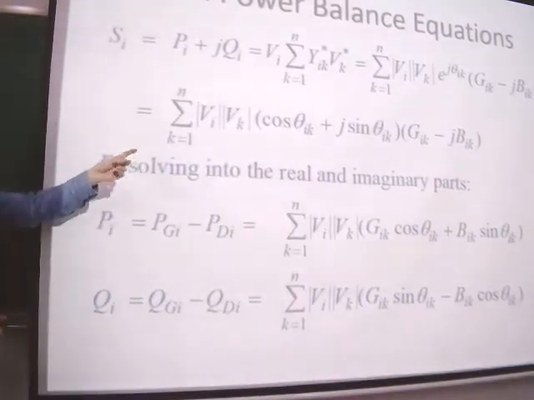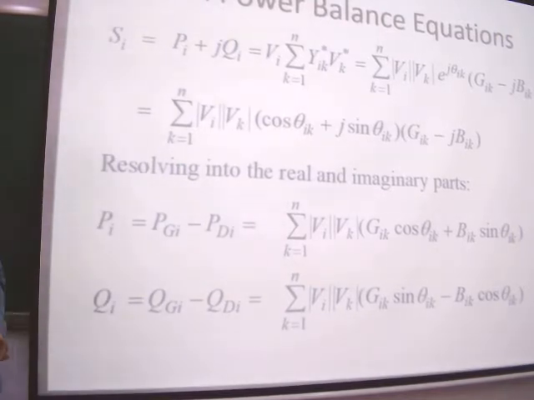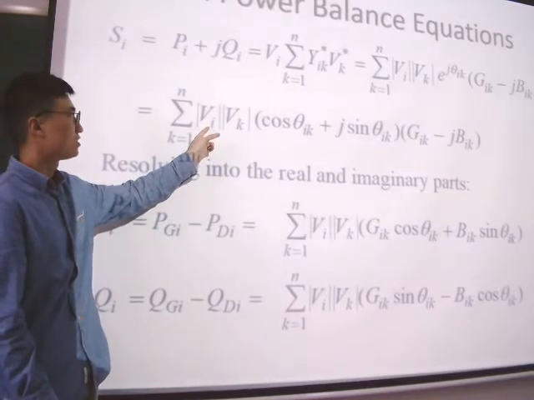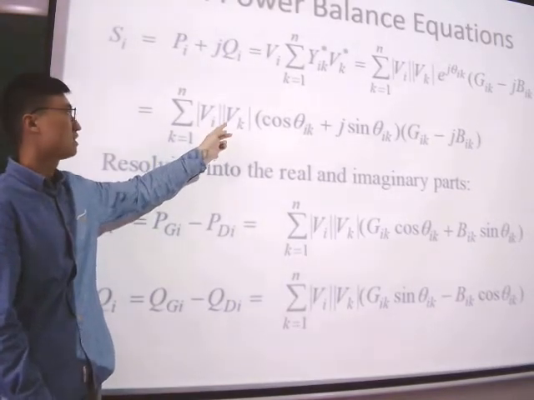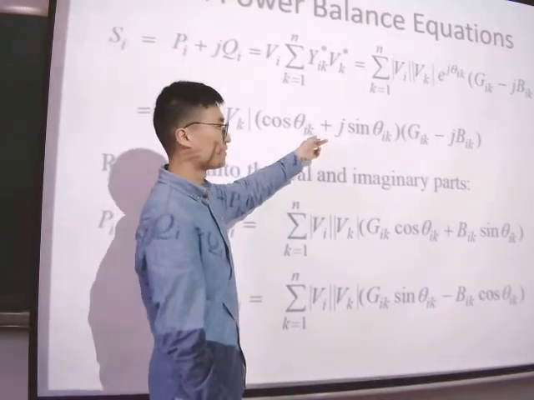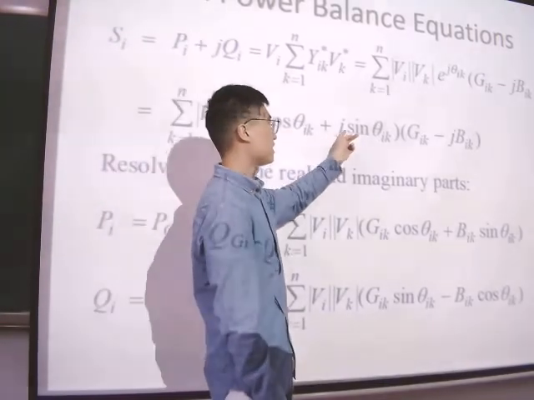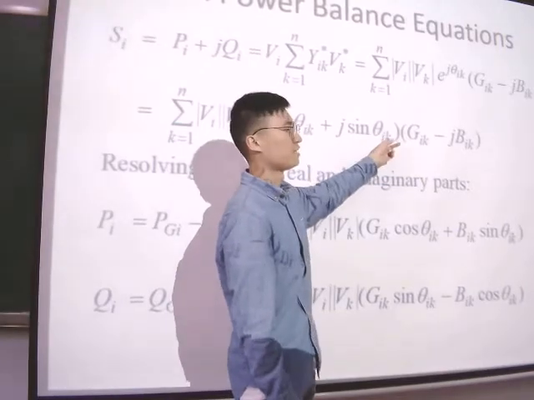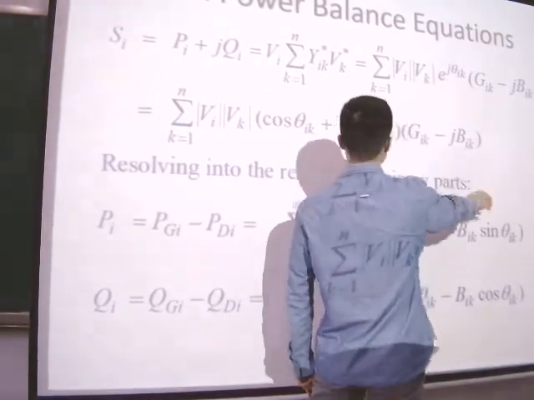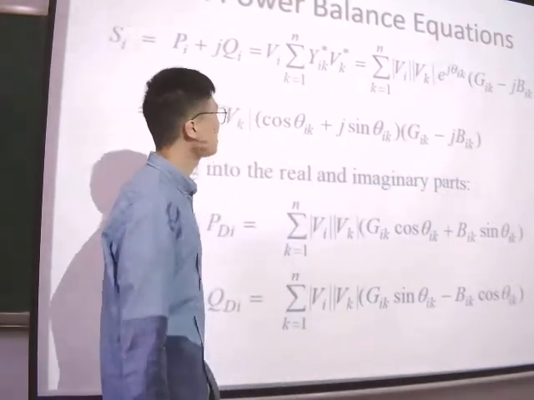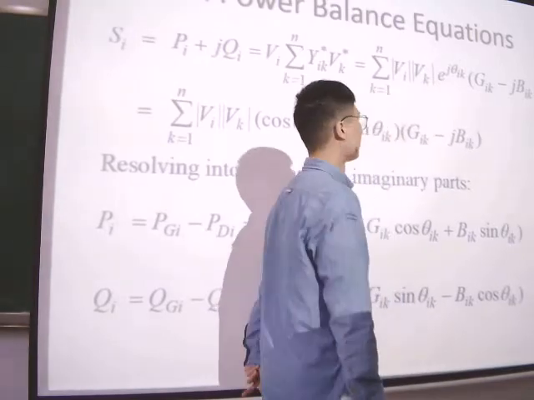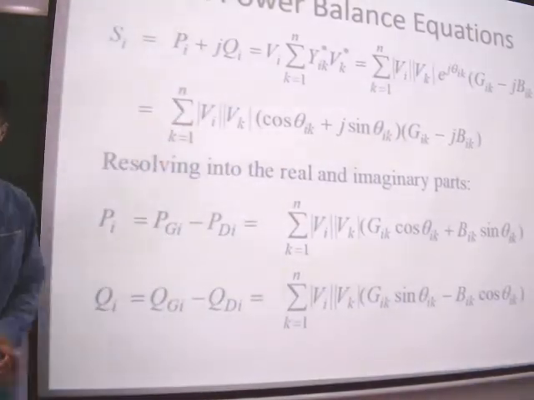And then we'll get another expression of the complex power, okay? So the magnitudes of the voltage I and voltage K, cosine theta, the difference of the angle, plus j sine theta, the difference of the angle. And here is the expression of the mutual admittance, G and B, right?